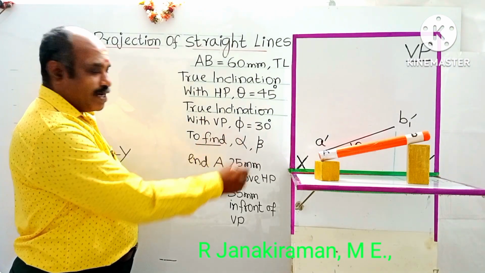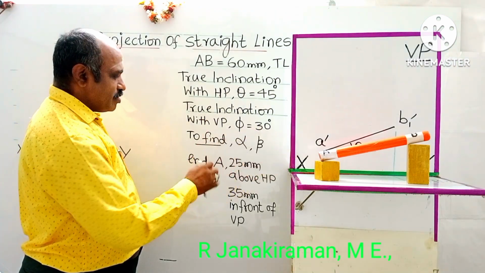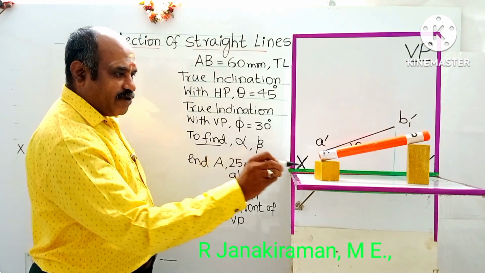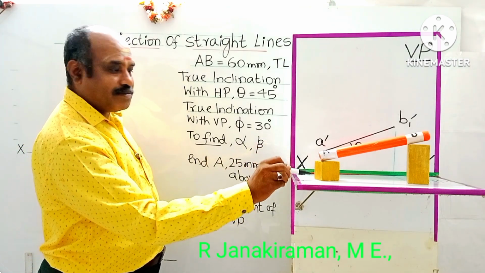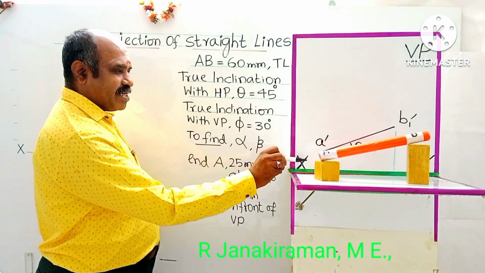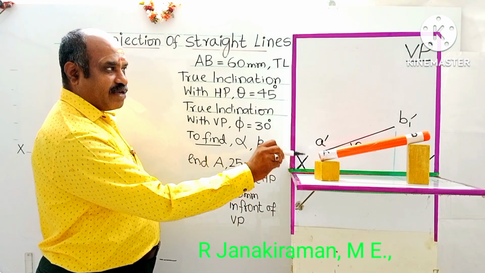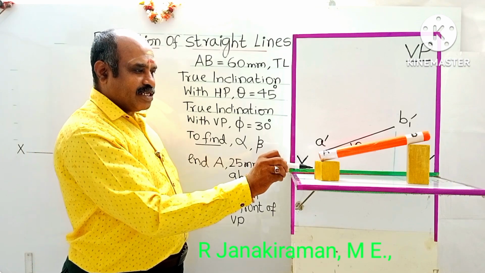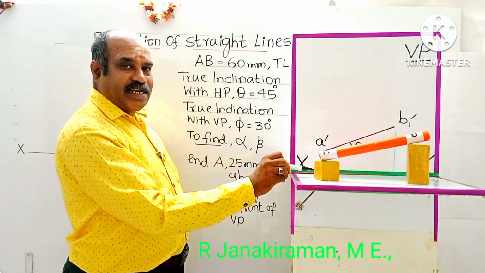So please go through the data. The end point A is 25 mm above HP. This height is 25 mm. And 35 mm in front of VP. In front means this backside distance. This is before the VP. This distance is called in front of VP.